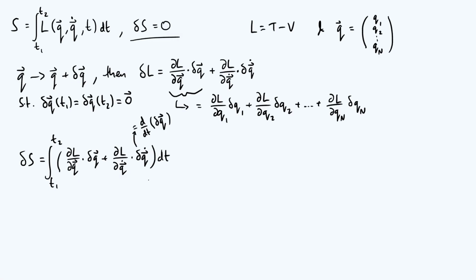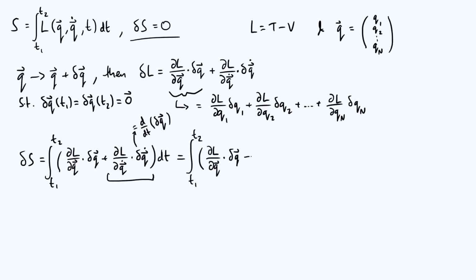Now the reason that's useful is we can then do integration by parts on the second term of our integrand, because the second term is now of the form some term ∂L/∂q̇ multiplied by a derivative d/dt of δq. That's exactly the kind of thing that we can do integration by parts on. So if we integrate the second term by parts, we've got the integral from t1 to t2. First term is going to stay the same, right? That's still ∂L/∂q dotted with δq.